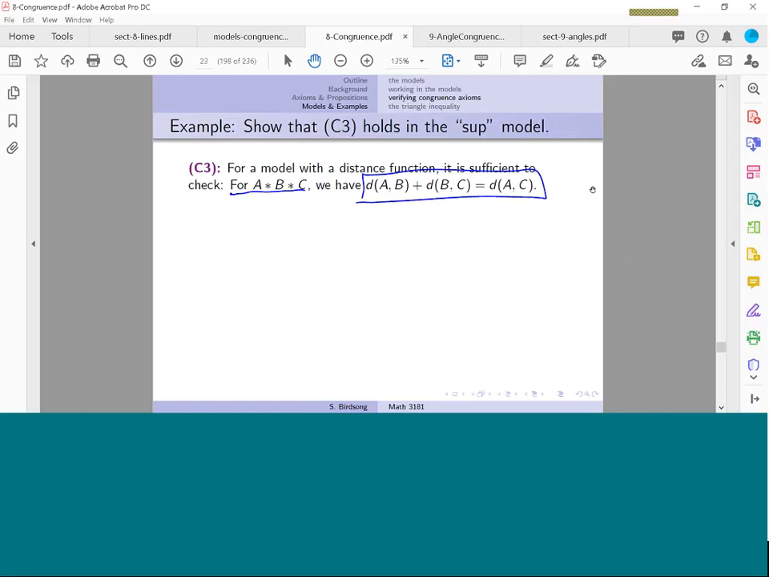So you would figure out the distance between points A and B, you'd figure out the distance between points B and C, you'd figure out the distance between points A and C, and then you plug them into this formula and check: do you really get an equals right there, or are they not equal?